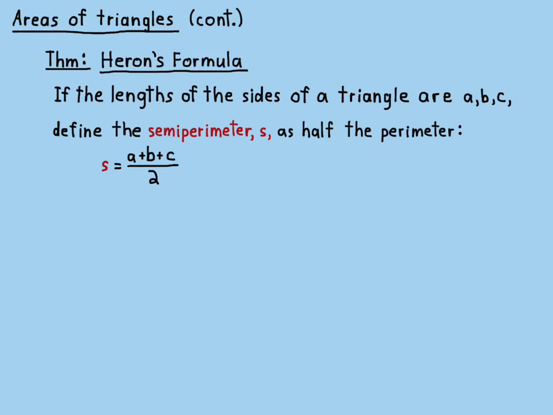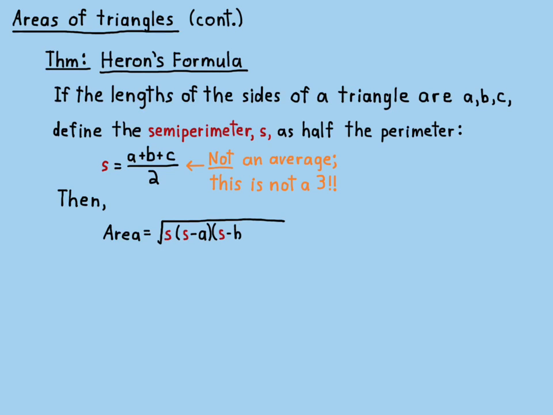Now, remember, that's not the average of A, B, and C. That would be A plus B plus C over 3. This is the semiperimeter, A plus B plus C over 2. So it's kind of a weird number that you probably haven't dealt with before unless you've done Heron's formula before. Then the formula is, the area of the triangle is the square root of S times S minus A, S minus B, S minus C.